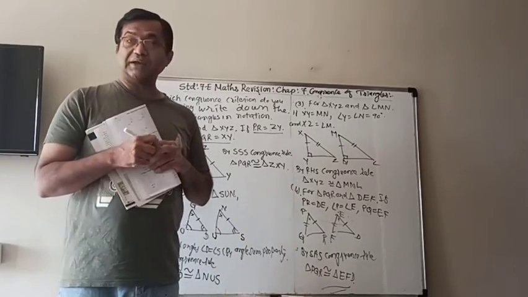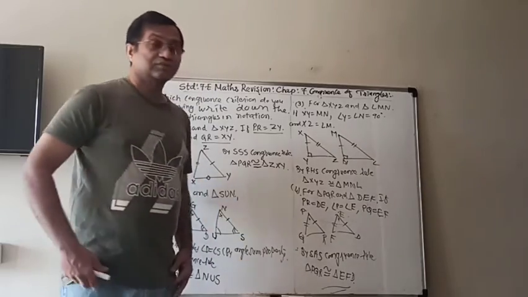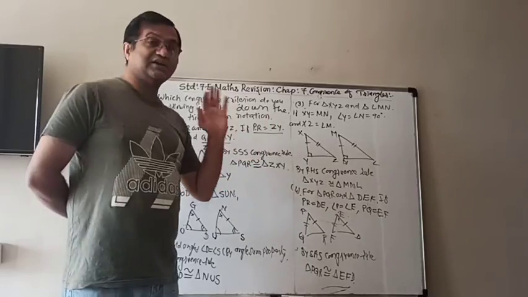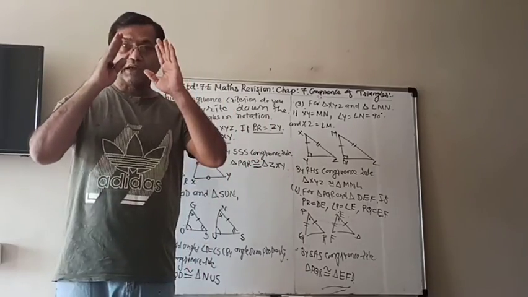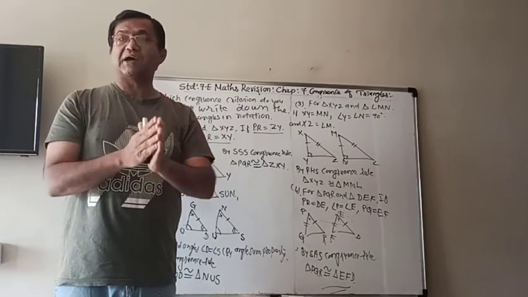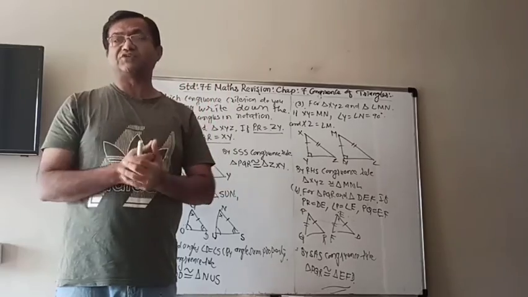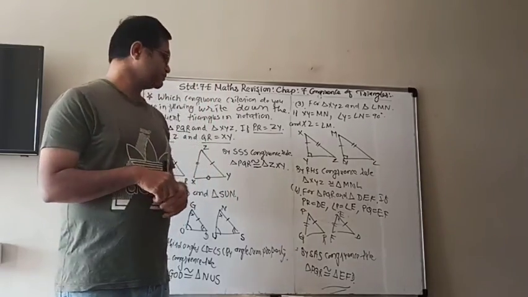So the main important things are the rules, congruent criteria, and if the figures are not given, draw the figures. So the half, not even half, 85% to 90% work is finished. The picture will be clear in front of you.